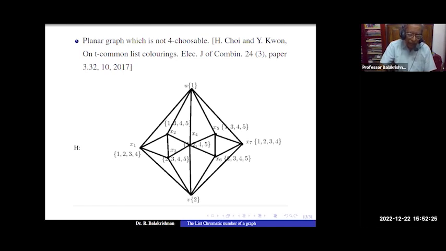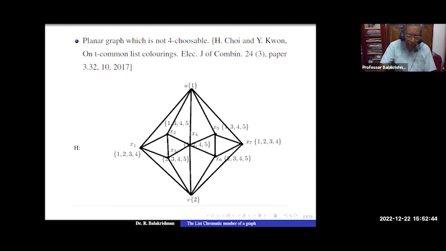So for this vertex, what do I give? 1. For this vertex, I give 2. Right? And then on the left, there is a triangle, and I give the colors 1, 2, 3, 4, 1, 3, 4, 5, and 2, 3, 4, 5.